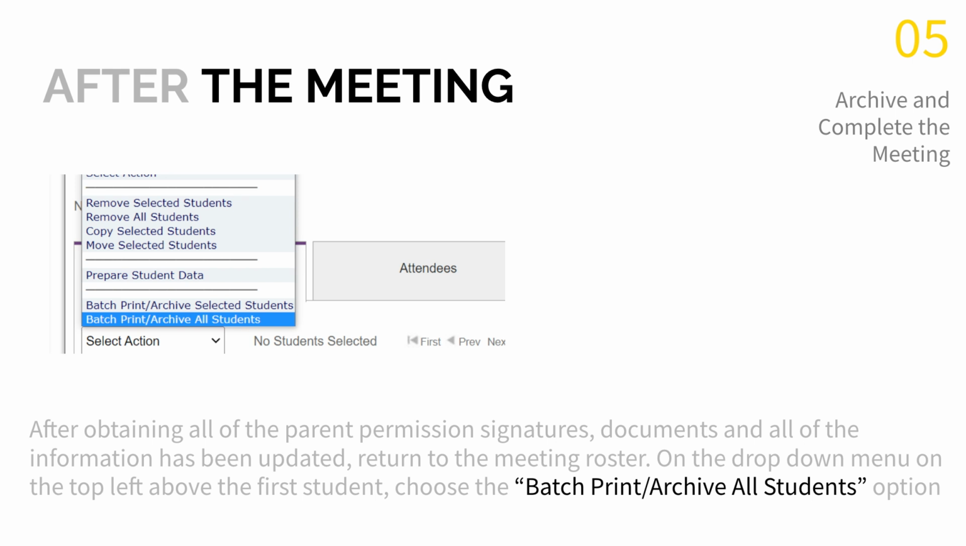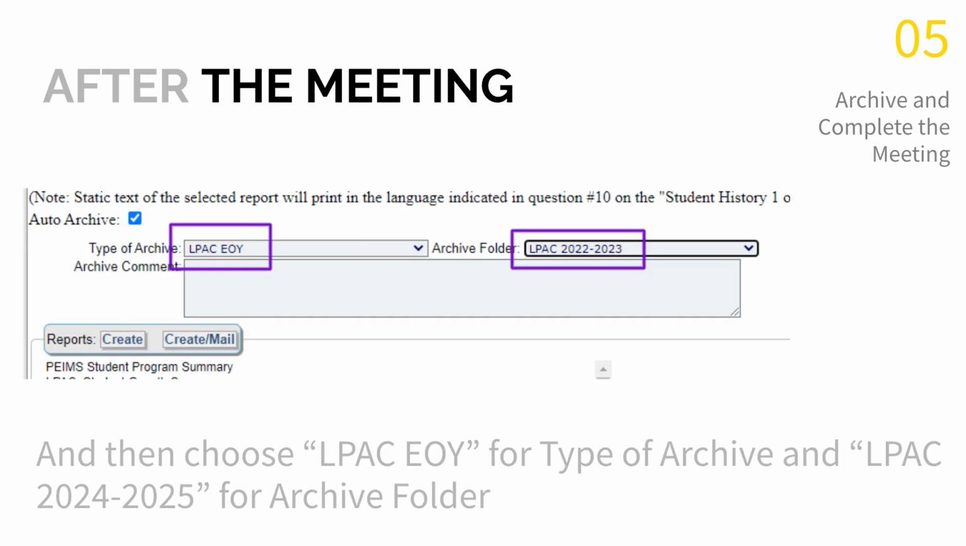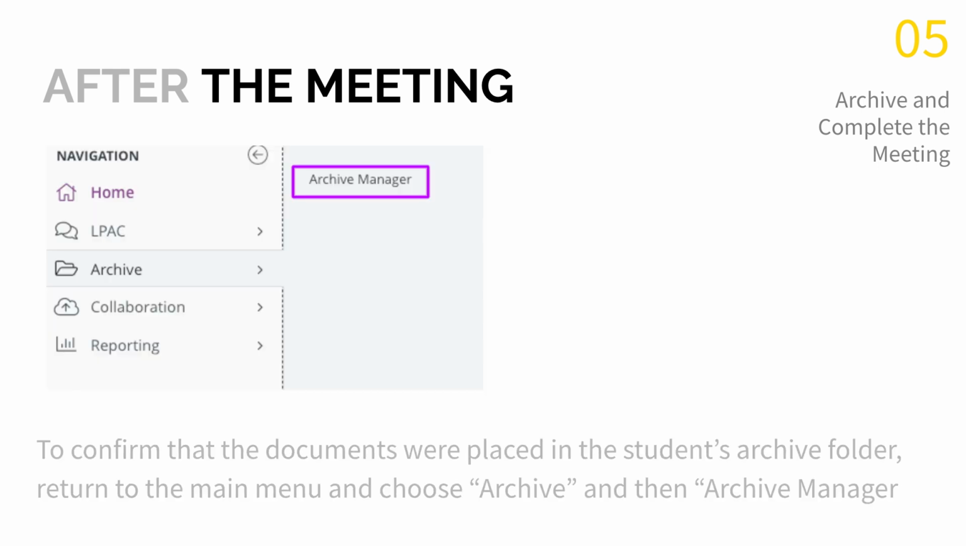After obtaining all of the parent permission signatures, documents, and all of the information has been updated, return to the meeting roster. On the drop-down menu on the top left above the first student, choose the batch print archive all students option again. Click on auto archive, and then choose LPAC end of the year for type of archive and LPAC 2024-2025 for archive folder.